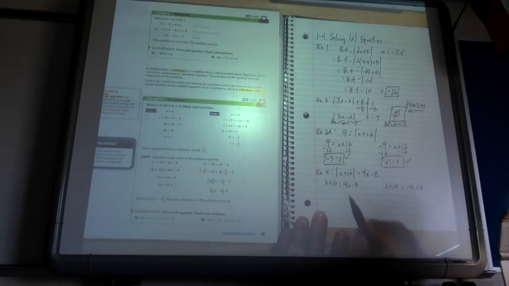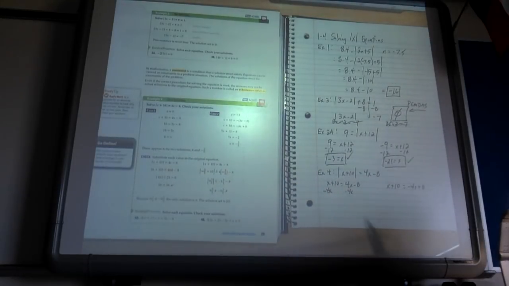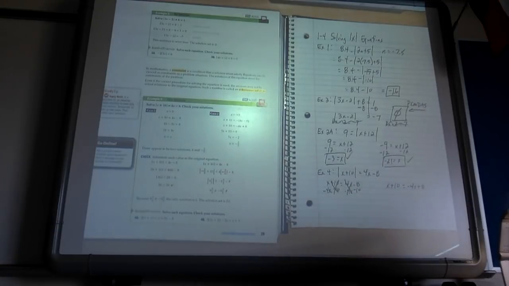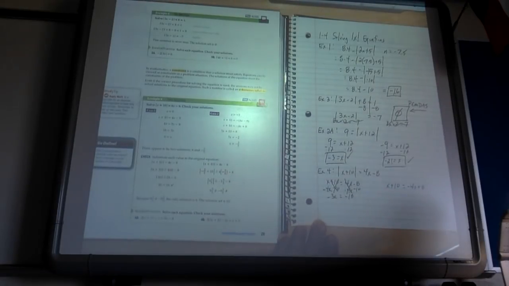I like getting x's to the left, so I'm going to subtract 4x from both sides. Since I'm moving x's to the left, that means I need to take my numbers to the right. So I need to move positive 10. I do that by subtracting 10. My numbers cancel on the left. My x's cancel on the right. So now we only have variables on the left and constants on the right. We're good. So x minus 4x is negative 3x, and that's going to equal negative 18.